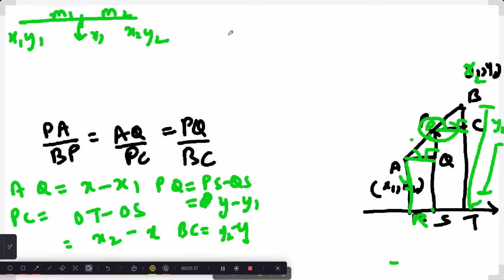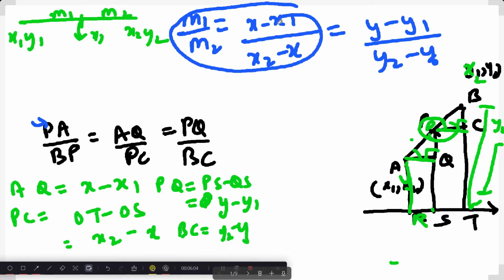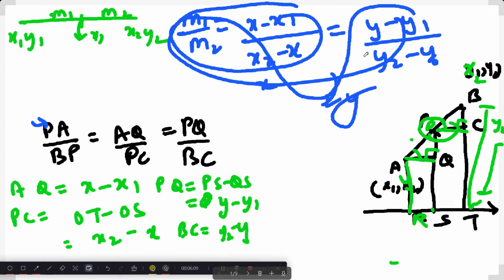So now, substituting these values in 1, right? What was 1? Yes, we have to substitute in this. So what is PA by BP? We know it is M1 by M2. AQ we know is x minus x1. PC we know is x2 minus x. Y minus y1, y2 minus y. Solving this will give x, and solving this will give y, right? So let's just solve.